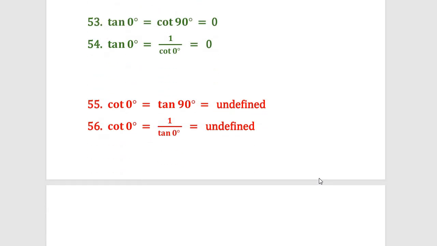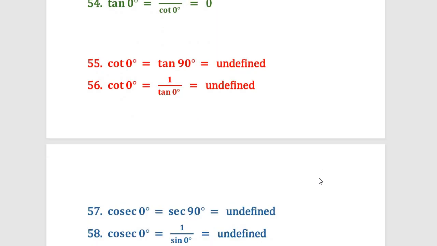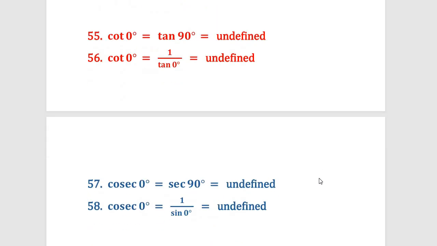53 is tan 0 degree equals cot 90 degree equals 0. Formula 54. Tan 0 degree equals 1 by cot 0 degree equals 0. Formula 55. Cot 0 degree equals tan 90 degree equals undefined, since it has a 0 in the denominator. And formula 56. Cot 0 degree equals 1 by tan 0 degree equals undefined, in the same way as 55.